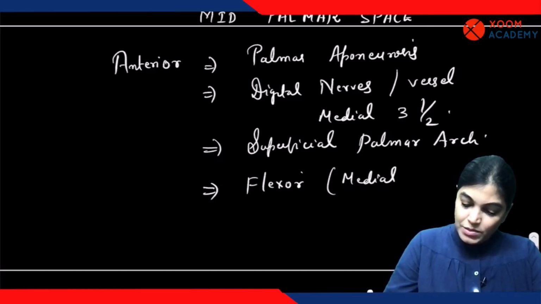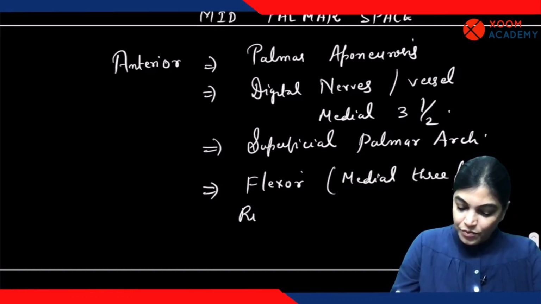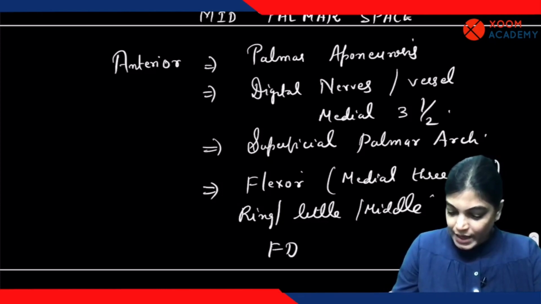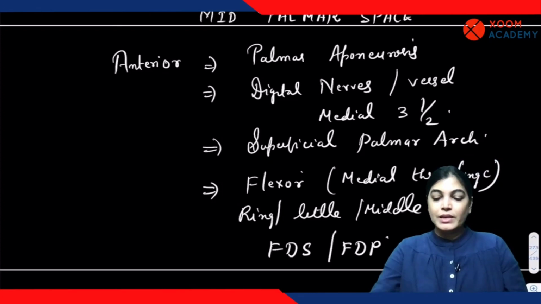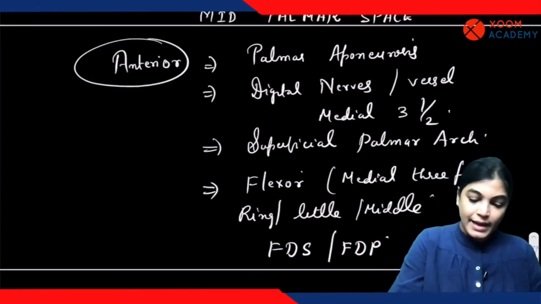Other than that, anteriorly the mid-palmar space is related to the flexor tendons for the medial three fingers. That means the ring finger, the little finger and the middle finger, the tendons of FDS and that of FDP. So this is the relation of the mid-palmar space on the anterior aspect.